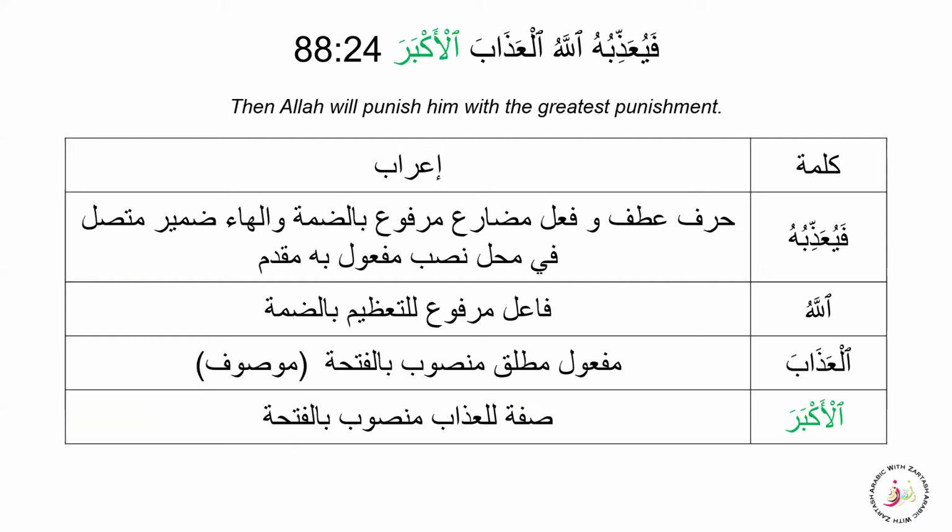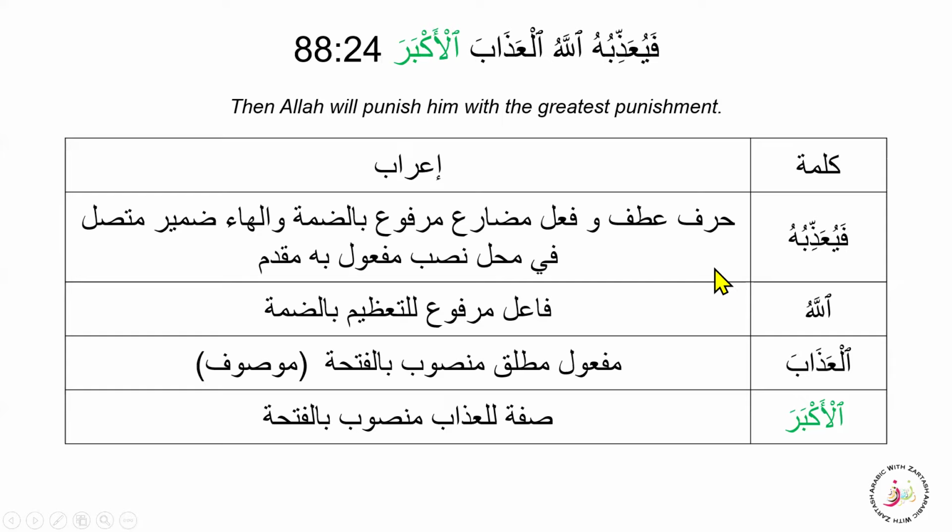We see here that it is harf atf. We know that fa is a harf atf, and فيعذب is a فعل مضارع مرفوع بالضمة, and ها is a ضمير متصل. This is attached to يعذب, and في محل نصب, because we know that then he will punish. Who punish? Him. So him is a مفعول به, so it will be في محل نصب. And we have learned about muakkar and muqaddam.